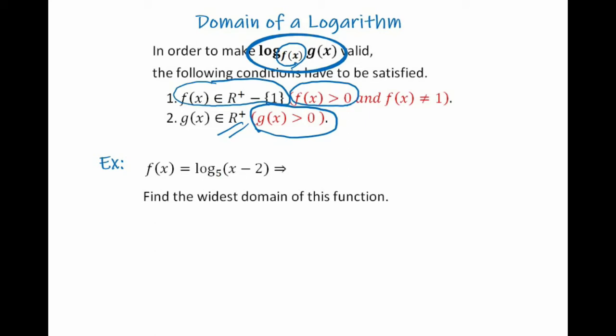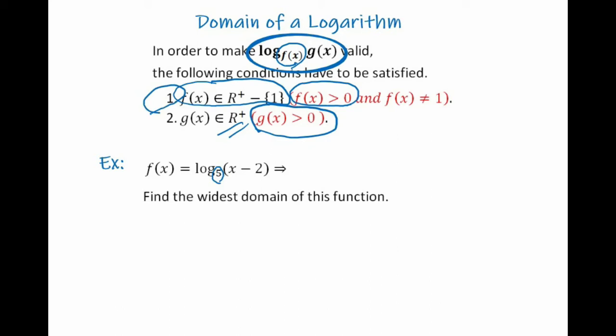And let's take a look at the first example that we have here. We are given f of x as logarithm of x minus 2 in base 5, and in this case, find the widest domain of this function. Here we see that, if you compare it to the form that we have here, f of x is 5, and 5 is greater than 0, so the first condition is satisfied.